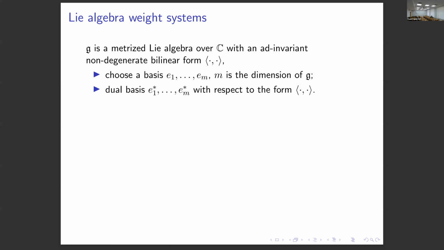A weight system is a function vanishing on the Fortune elements, and there is a big part of the weight systems defined by Lie algebras. Now I'm going to show you this definition. G is a Lie algebra with an AD-invariant non-degenerate bilinear form. The first step is to choose a basis E1 to EM, where M is the dimension of G, and there's a dual basis E1 star, E2 star, up to EM star. By dual basis, I mean that the bilinear form of Ei and Ej star is equal to delta ij.